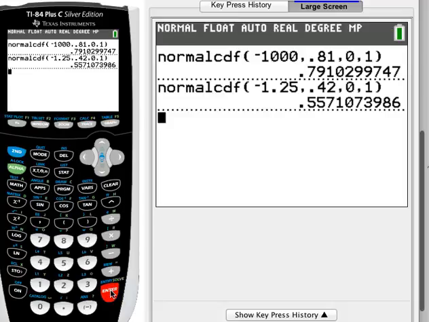So here, about 55.71% of our data is going to have z-scores between those values. All right, so 0.5571.